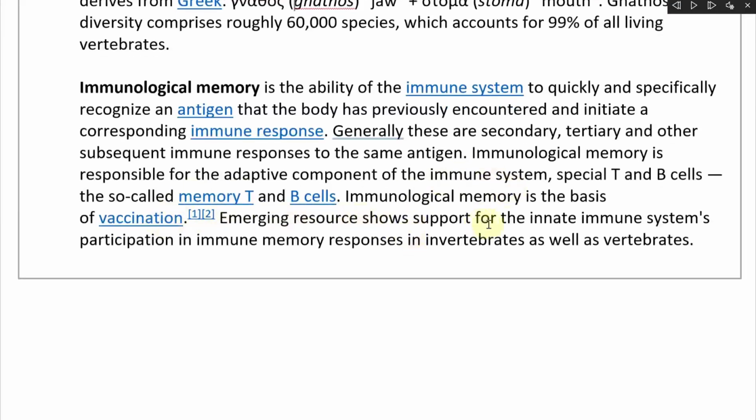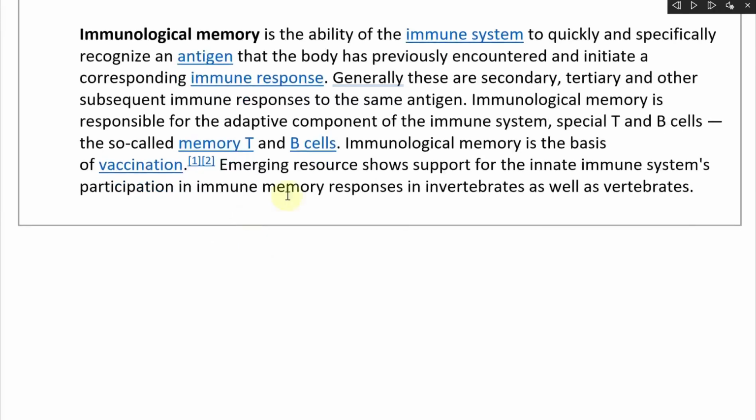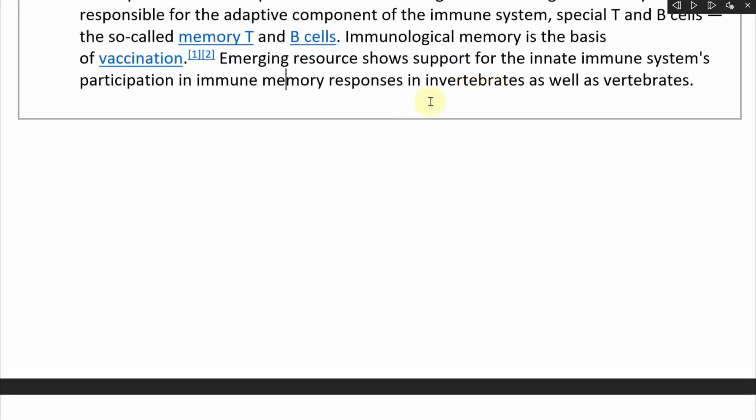Emerging research shows support for the innate immune cells' participation in immune memory responses in invertebrates as well as vertebrates. So basically, they're saying new evidence shows that the innate system also participates in the immune memory responses, so the non-adaptive ones. So invertebrates as well as vertebrates.